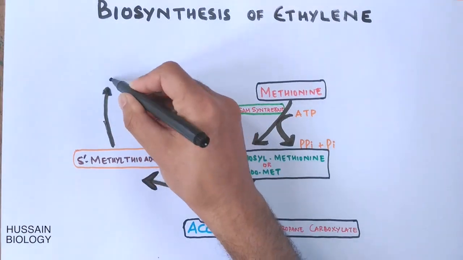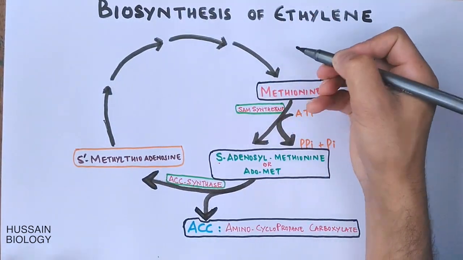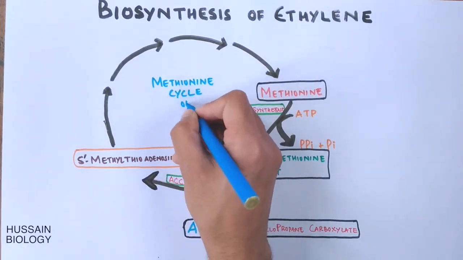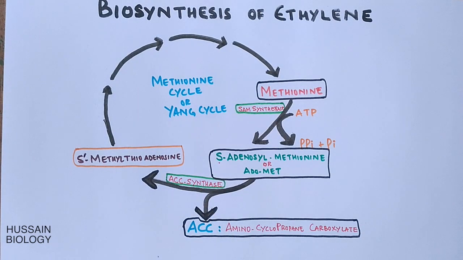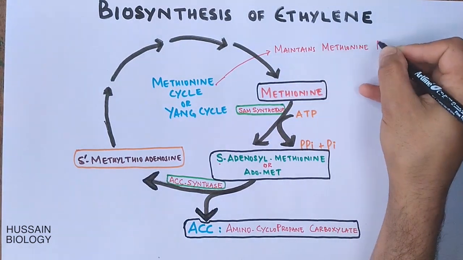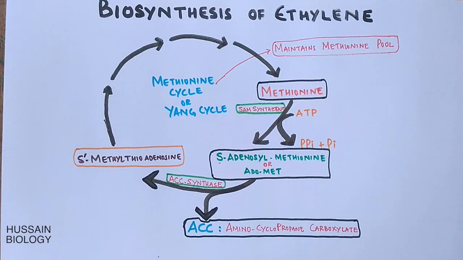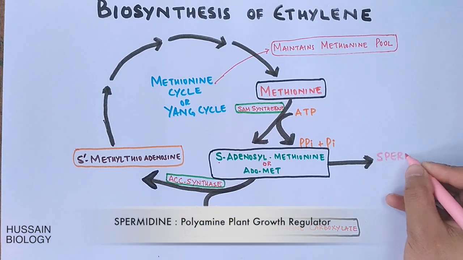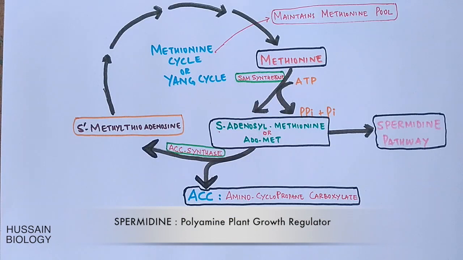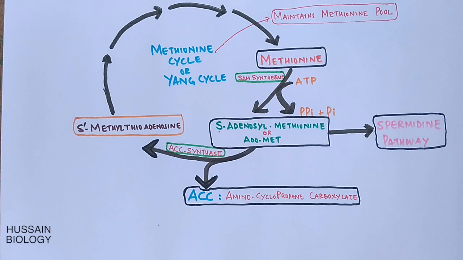We can say it further gets converted into methionine in a cyclic reaction, commonly termed the methionine cycle or Yang cycle. And in this way, the methionine cycle, or Yang cycle, maintains the methionine pool for ethylene biosynthesis. And also remember, it's from this ADOMET molecule, the center molecule, that the polyamine pathway starts. So getting back to the conversion process of ADOMET to the ACC molecule.